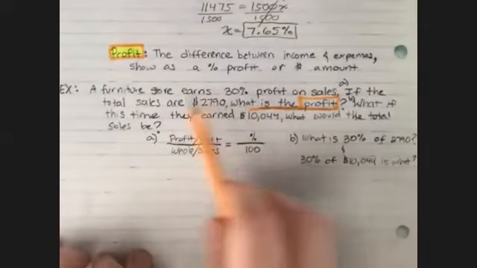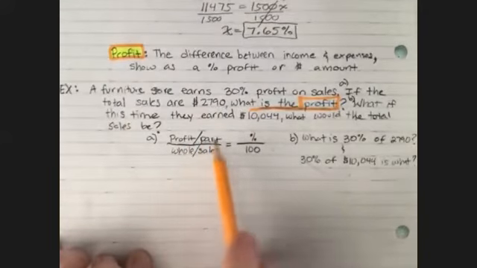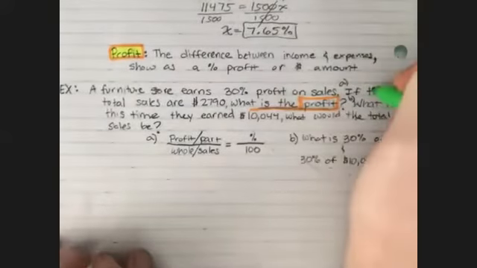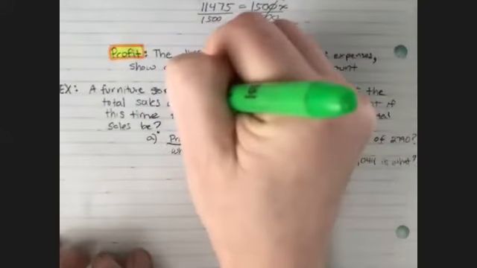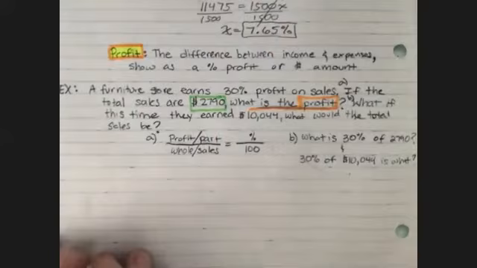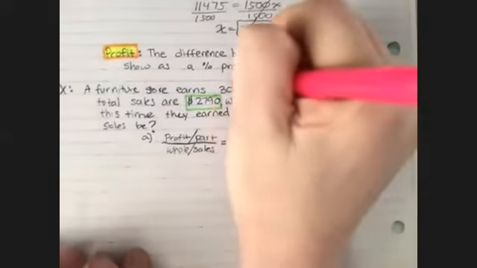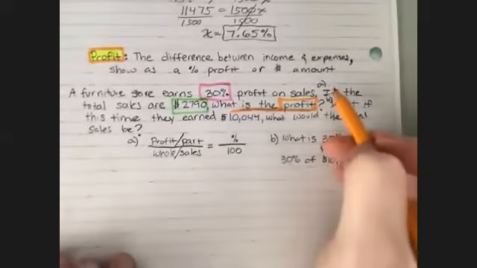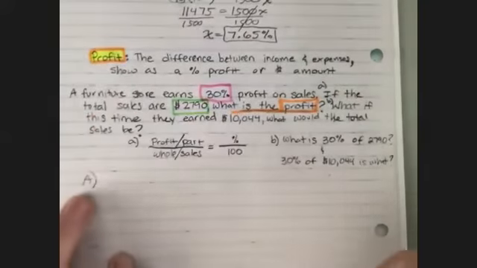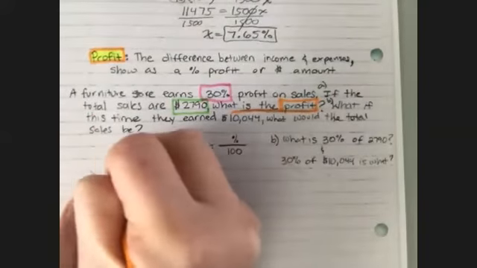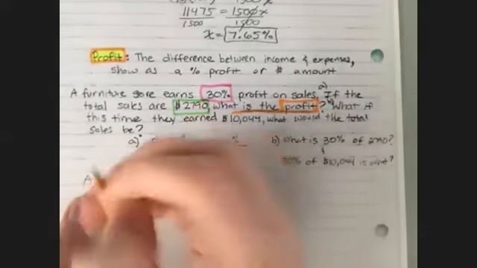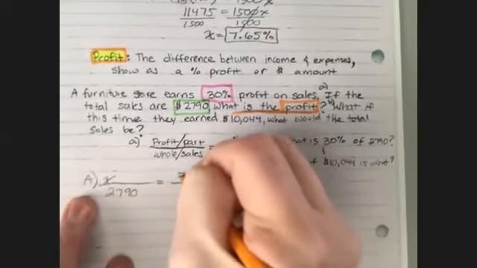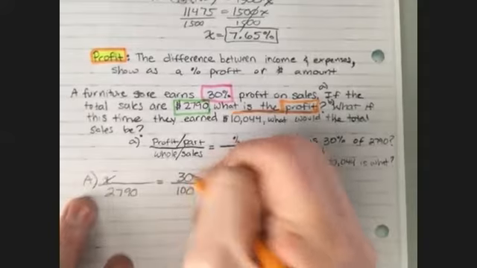Again, if you're not highlighting, writing here, you should be writing the given, which would be this part right here. The whole is, if the sales are, so that means what you sold, that was the total sold. And then the percent is 30%. So I have my three numbers to set up the proportion method. So for question A, it is going to be my profit, which is my X, over my whole, which is $2,790, equals 30 over 100, because it's 30%.